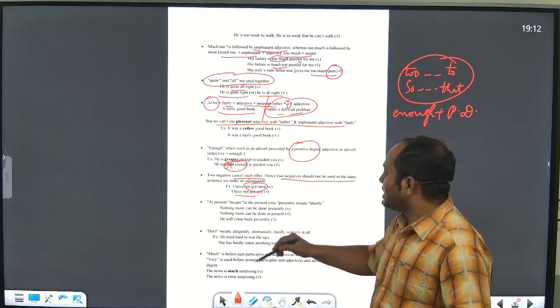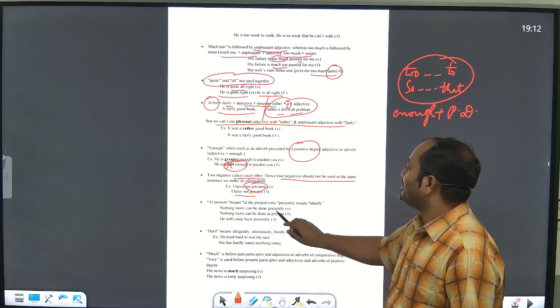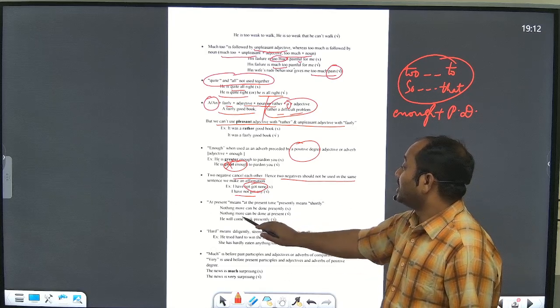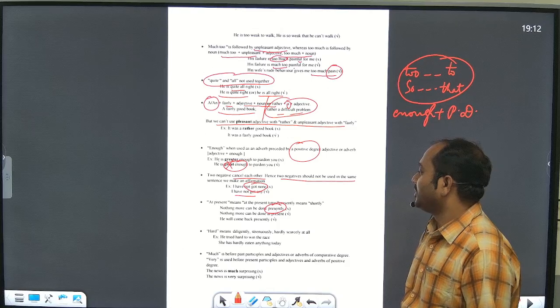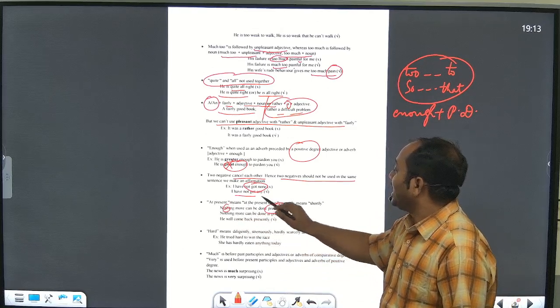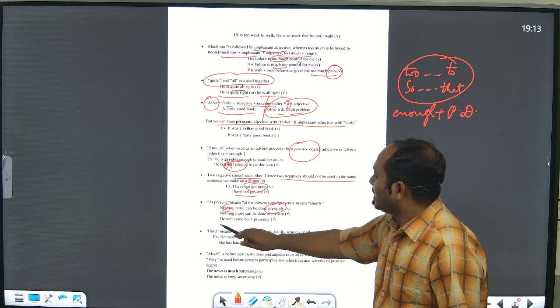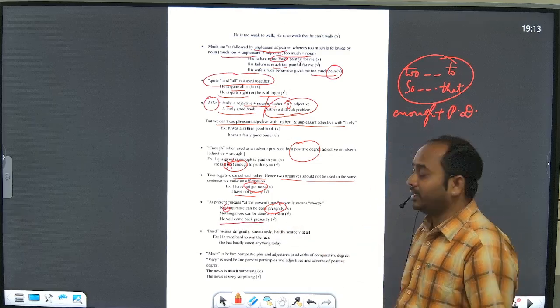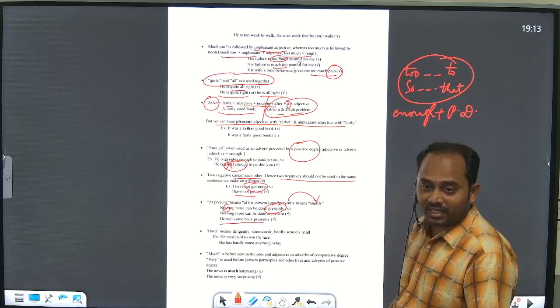And at present means at the present time. So "nothing more can be done presently" should not be used. "Nothing more can be done at present." Presently should not be used here. But why? Because here at present means at the present time. Presently means shortly. "He will come back presently." That means shortly. In the sense of shortly, you can use presently.